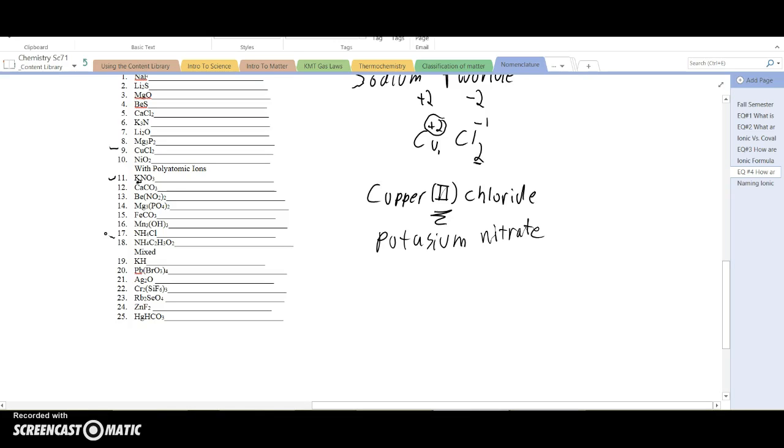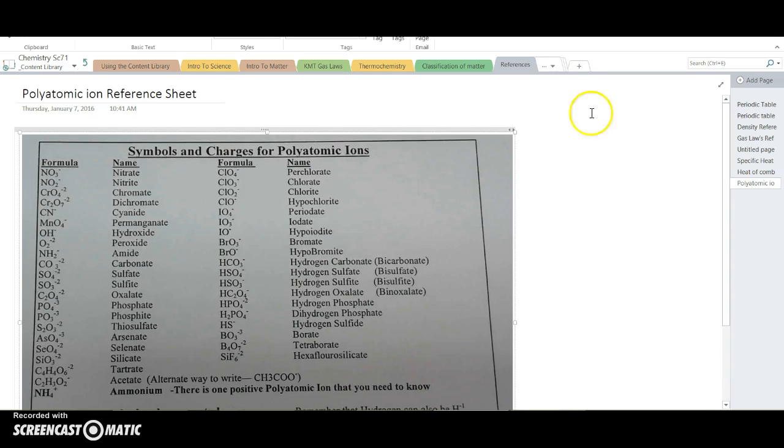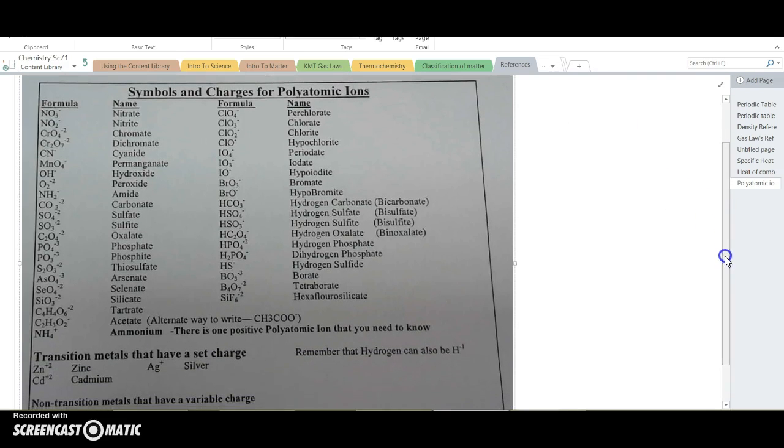NH4. Let's go back to our polyatomic ion reference sheet. And if you look right down there at the bottom in bold, NH4. It is our only positive polyatomic ion. Most polyatomic ions are going to be negative. There are a few positive ones. Ammonium is the only one that you need to know. It's the only one that we're going to work with in this class. There are a few others. So you just have to recognize NH4. If you see NH4, it is going to act as a metal or as a cation, a positively charged ion.